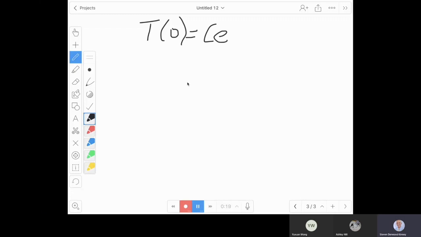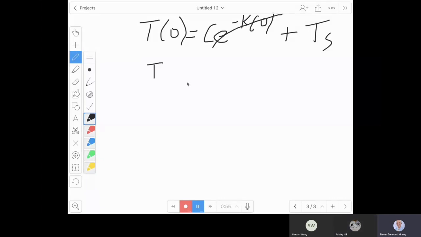I really need a bigger iPad here to write on. That's a zero there. Plus T sub S is still there. So again, what is e to the minus k times zero? Is it one because e to the zero is one? Thank you. So this is just one. So it's just C.